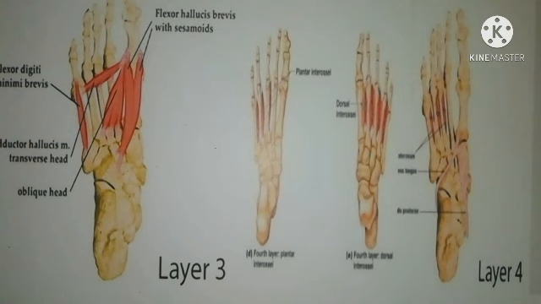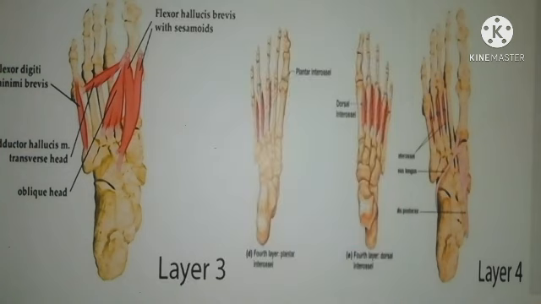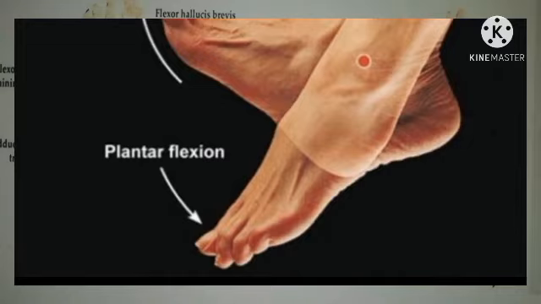Tibialis posterior. This muscle is not seen in this diagram. Origin is from the posterior surface of the leg bone. Insertion is into the tuberosity of the navicular bone. Nerve supply is tibial nerve. Action is plantar flexion of ankle.